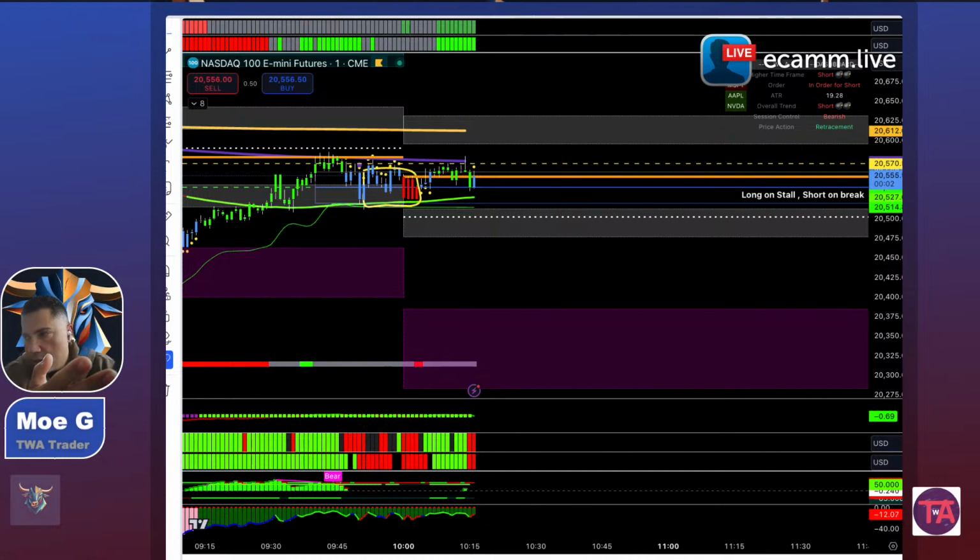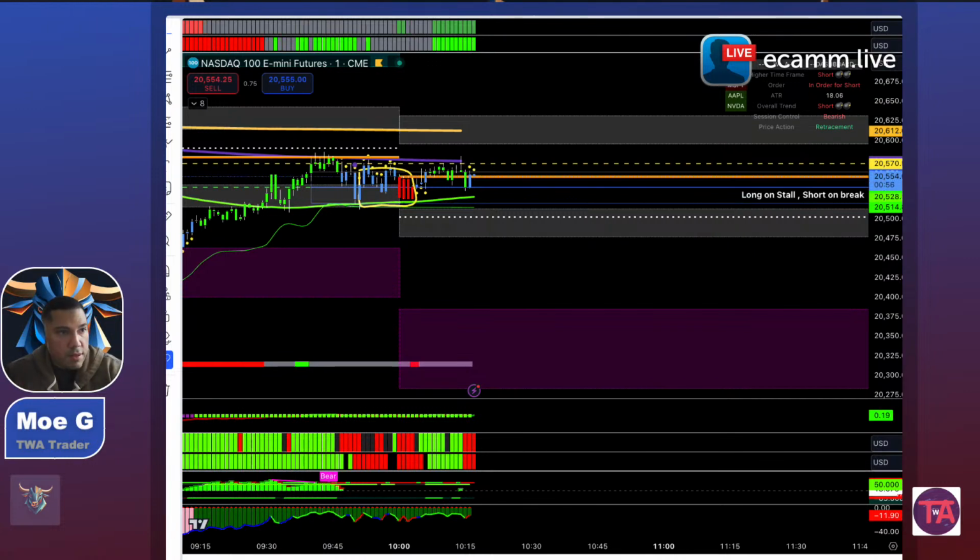Well, as you can see, we've been in this area from open. So this is New York Open about here, right? And we've been inside this area since open. We haven't pushed up and past or below. So there's no real trade as of yet that I like to take.